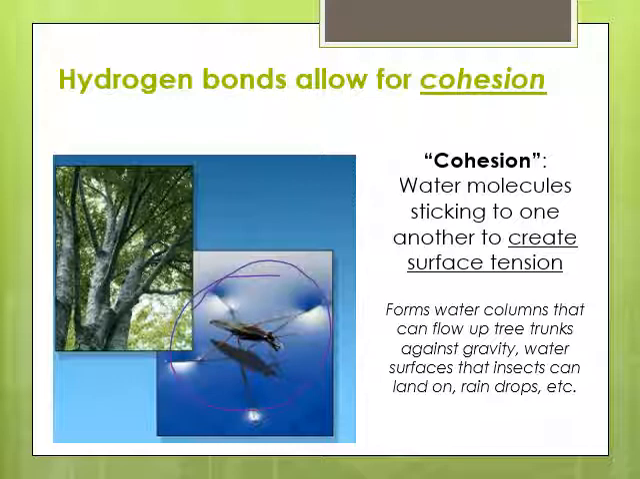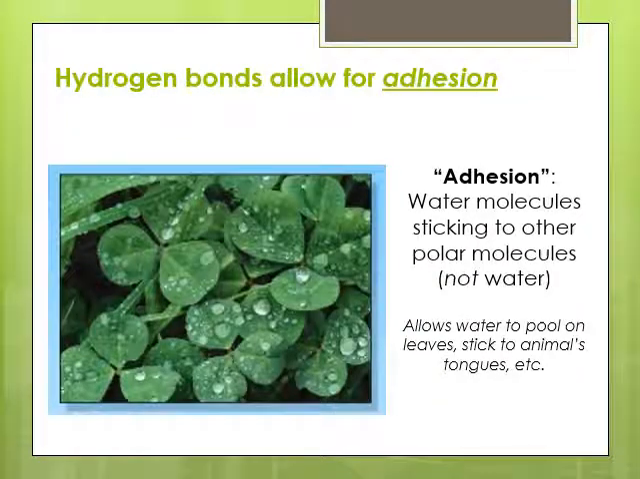But if you see raindrops on, say, a leaf, that's something that we call adhesion. So adhesion is water molecules sticking to other polar molecules that aren't water. So like adhering to it, right? So this allows water to pool on leaves or stick to an animal's tongue. If you've ever seen an animal, like say your dog or something, and you can see water droplets on its tongue, or like if you're looking at yourself when you're sweating, or if you're getting rained on and you can see little water droplets on your skin, that's adhesion.